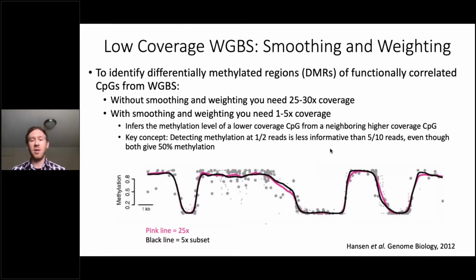Over here, you can see one of the figures from the early BSmooth paper. I'm just showing the advantages of smoothing and how it can carefully recapitulate it, where you see the pink line representing 25x coverage, and you can see the methylation levels over here over 1 kb windows. The pink lines are 25x coverage, and the black lines are this 5x subset. You can see it very closely recapitulates the methylation level by using just a much lower level of reads.